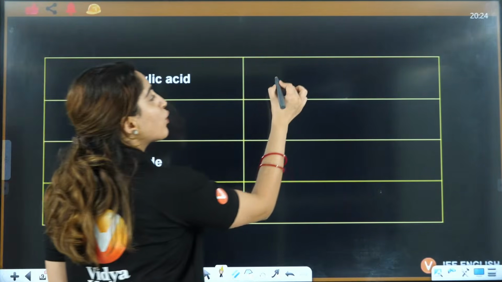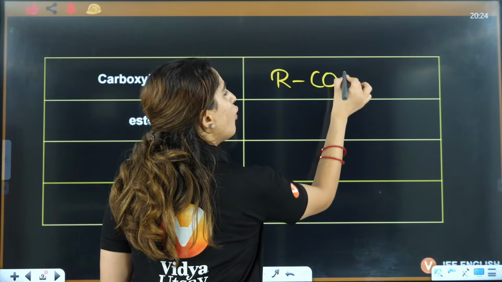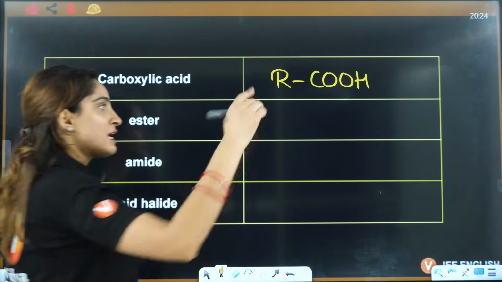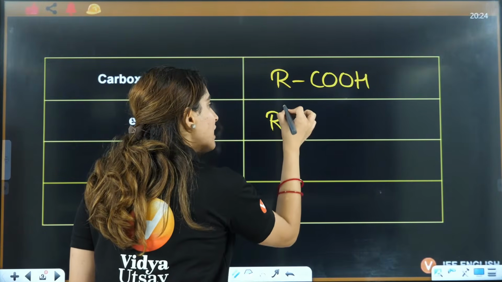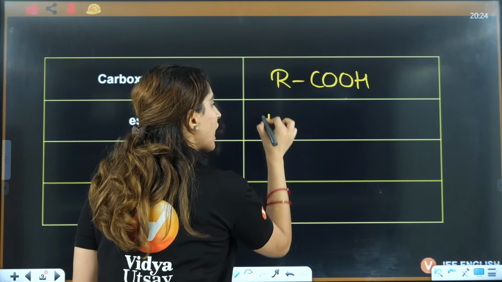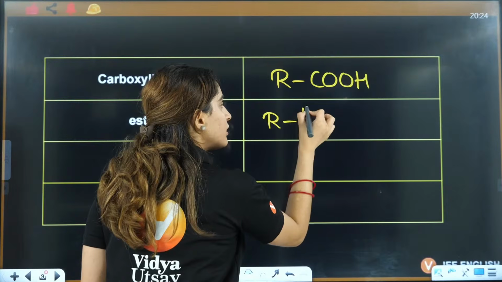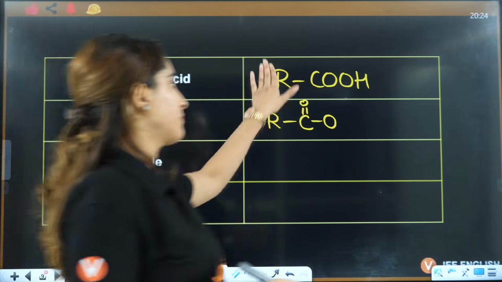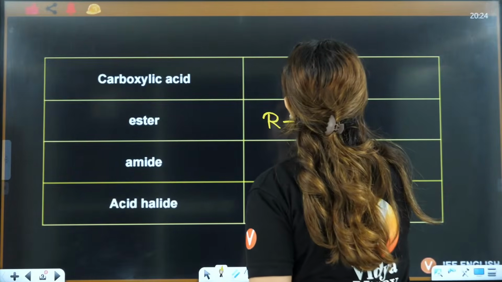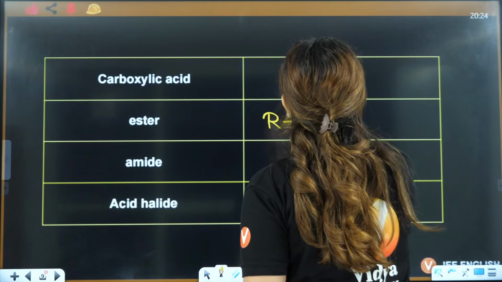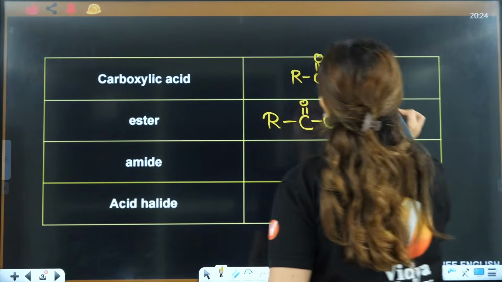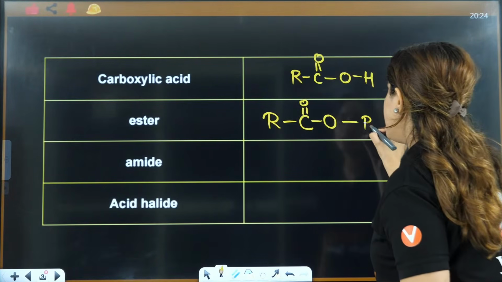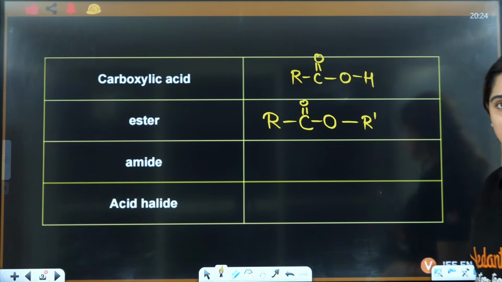It will have COOH. Guys, those who know these functional groups, write them down in the chat box. Ester: in carboxylic acid, what you have is RC double bond O, OH. Now this H is replaced by R, another alkyl chain, right? So that is your ester.